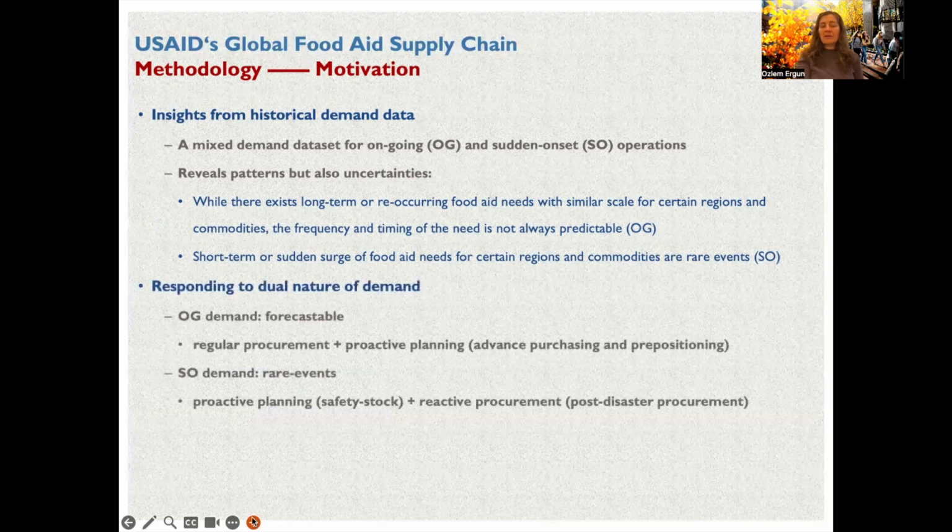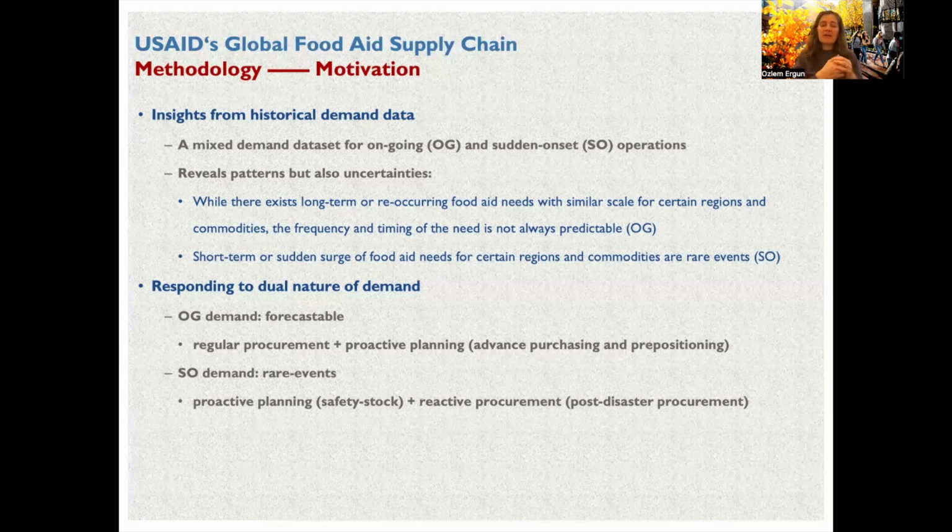And responding to these different types of events has different operational characteristics and restrictions, including, for example, for ongoing demand, which we assume to be forecastable, responding to it includes regular procurement, but also some proactive planning in terms of advanced purchasing and prepositioning, as I have been mentioning before.